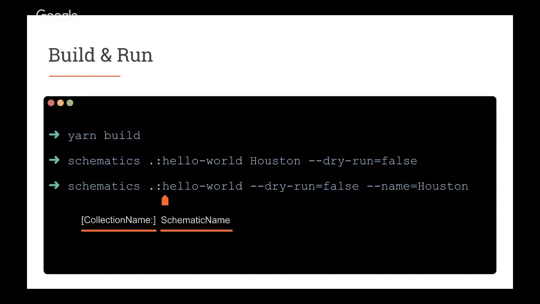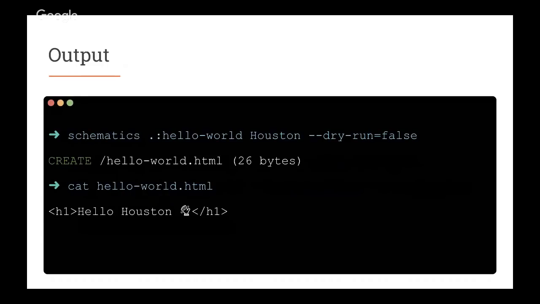All right, we're moving along. So here's an example. We run that command, and the CLI is always going to tell us what files it affected and how it affected them. So here we can see that it created the hello world.html file. And if we were to inspect that on the next line down, we would see that it generated a title tag with hello Houston.